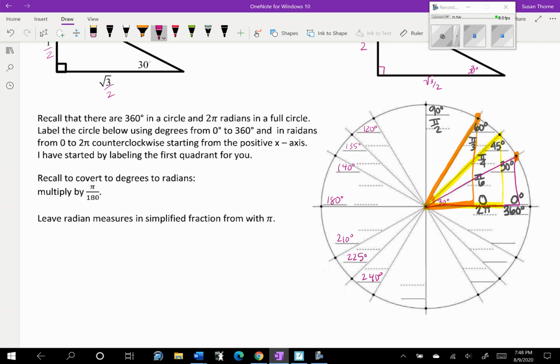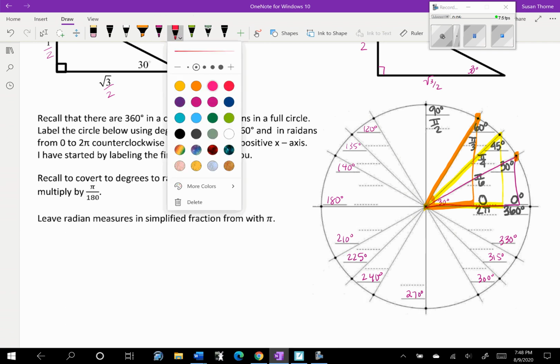240 degrees. Down here we have 270 degrees, 300 degrees, 315, and 330, and then back around gives you 360. And then, of course, we also talked about the radian measures last year.